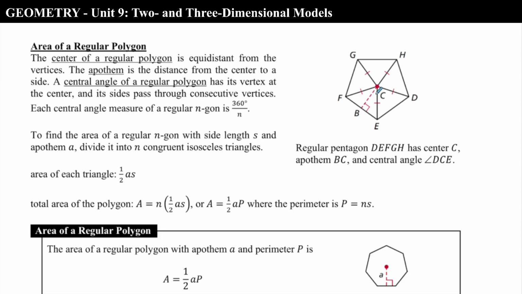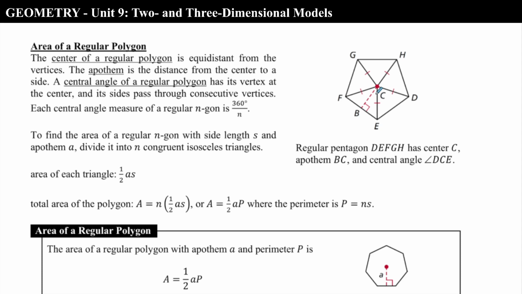The central angle of a regular polygon has its vertex at the center and its sides pass through consecutive vertices. Each central angle measure of a regular n-gon is 360 divided by n. That's one of the early concepts we did in Unit 7.